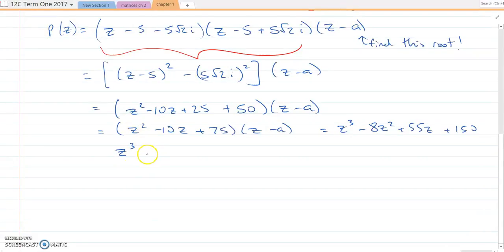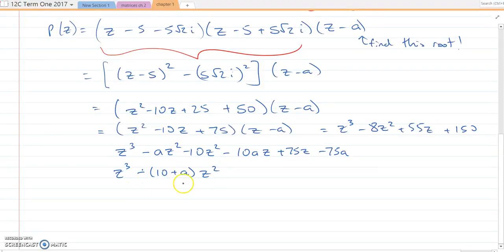Z cubed, minus a z squared, minus 10z squared, minus 10a z, plus 75z, minus 75a. Oh, got confused there a sec. Alright, so we've got a z cubed that matches. Now I've got this minus 10 plus a z squared. Then we've got plus 75, minus 10a z, minus 75a.